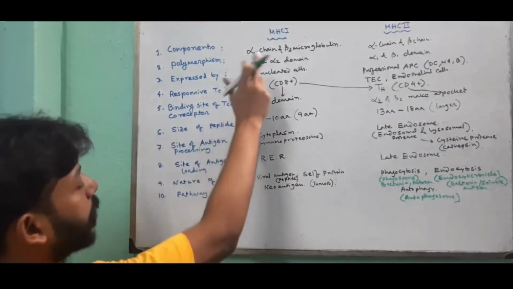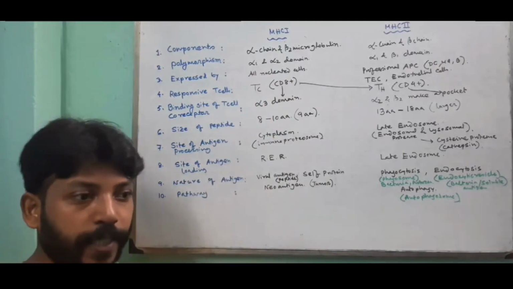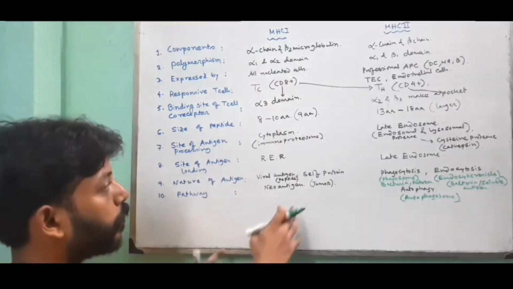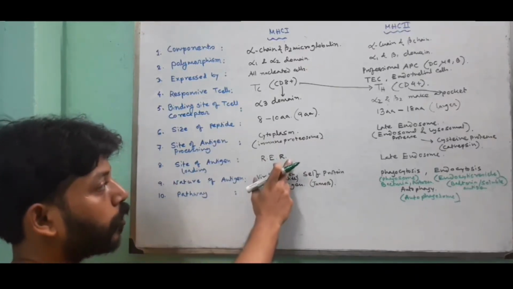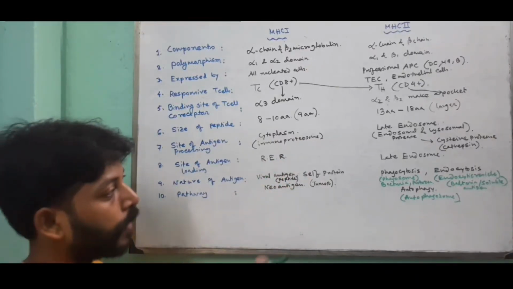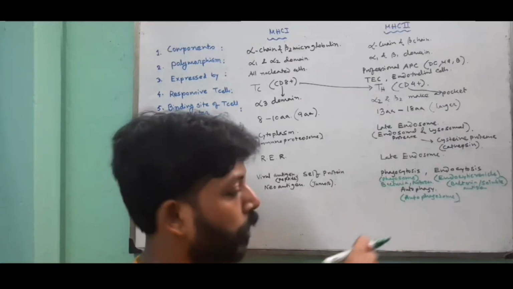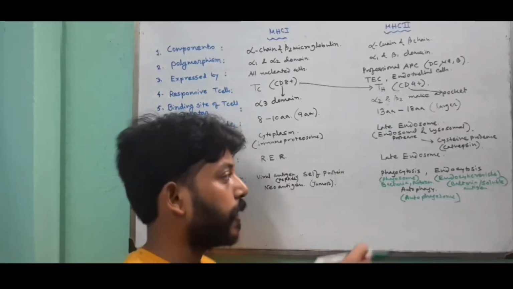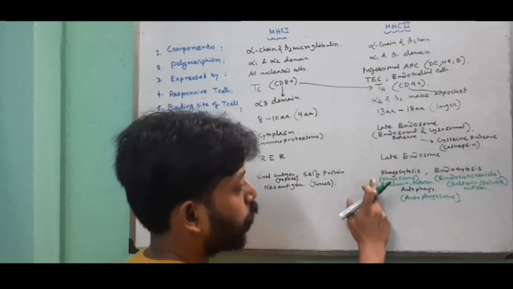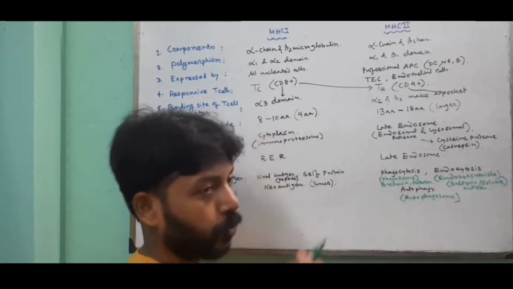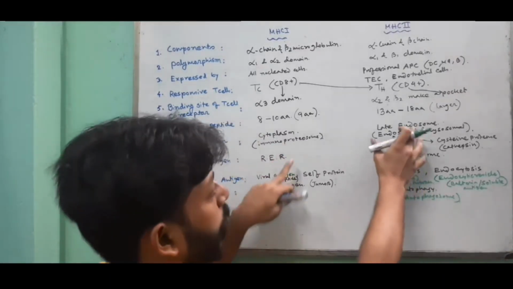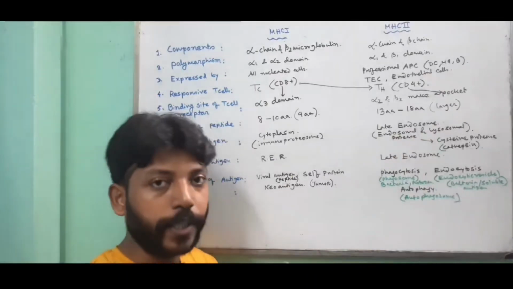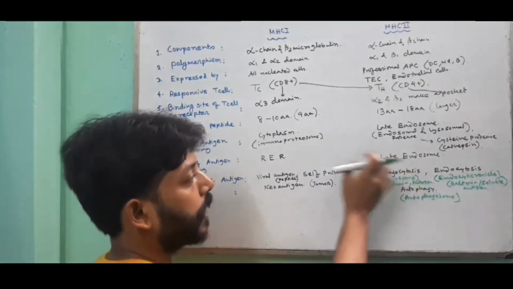In case of class 1 MHC molecule, the antigen is present directly in the cytoplasm and processed by immunoproteasome and loaded into the RER. But in case of class 2 MHC molecule, the pathogen or the antigen is actually present in vesicles like phagosome, endocytic vesicles or autophagosome. Then the antigen is processed in the late endosome and also it is loaded onto the late endosome.